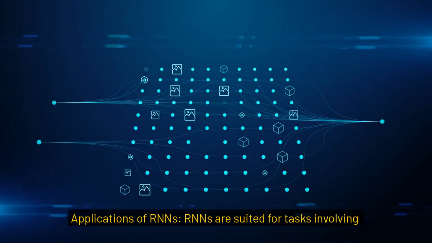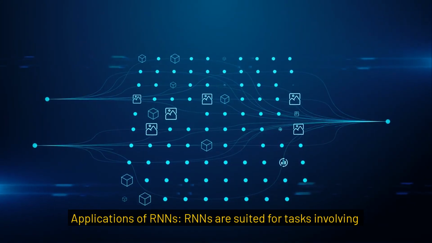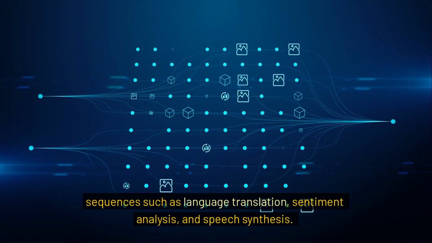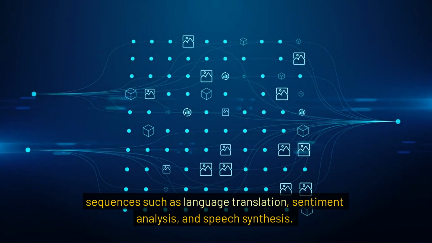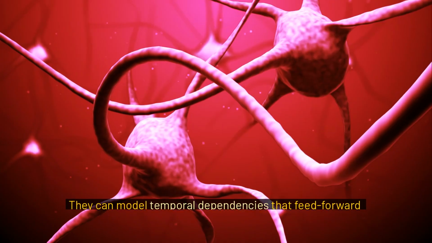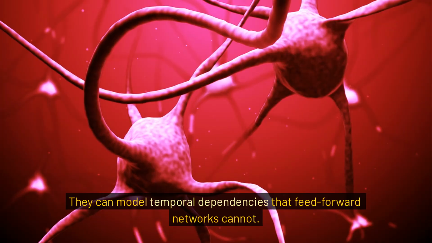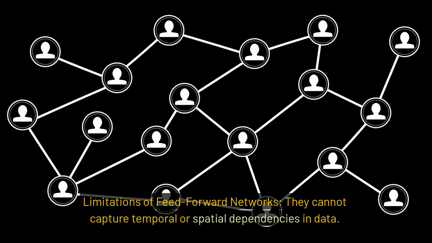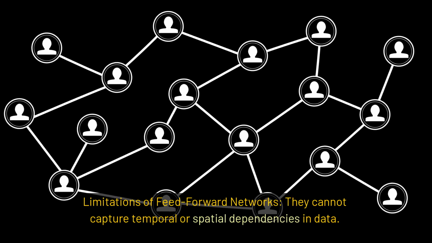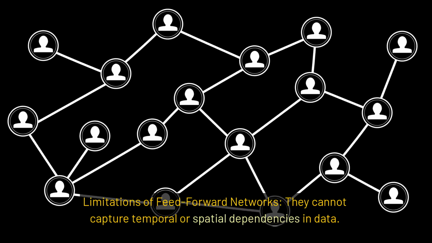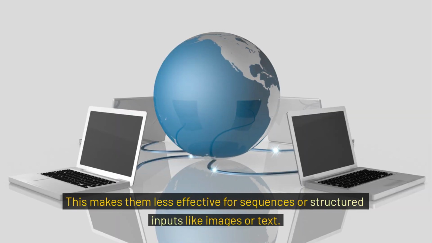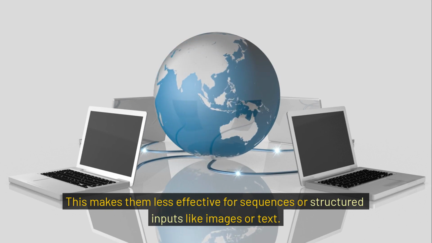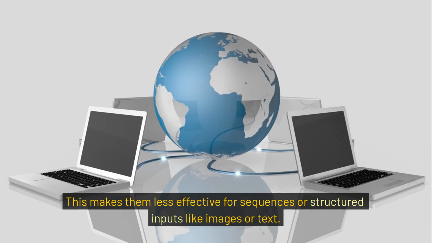Applications of RNNs. RNNs are suited for tasks involving sequences such as language translation, sentiment analysis, and speech synthesis. They can model temporal dependencies that feed-forward networks cannot. Limitations of feed-forward networks. They cannot capture temporal or spatial dependencies in data. This makes them less effective for sequences or structured inputs like images or text.